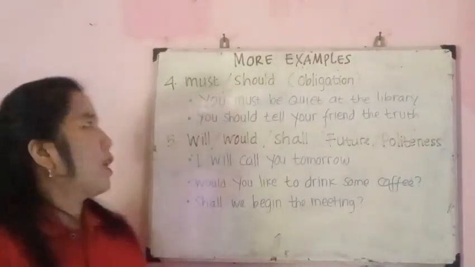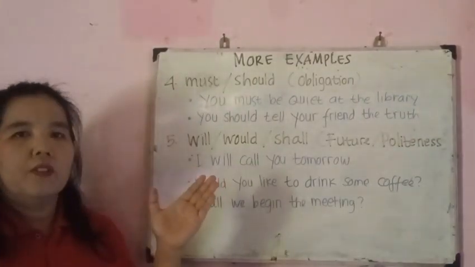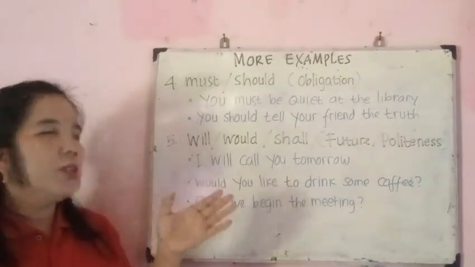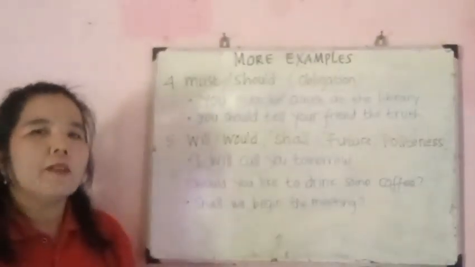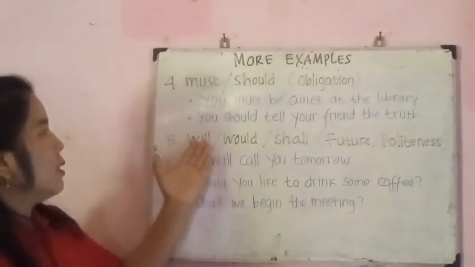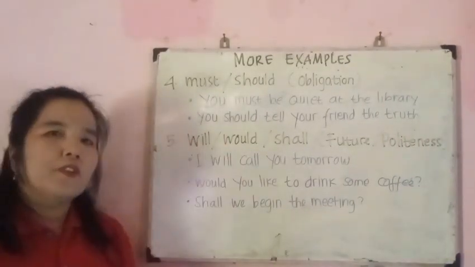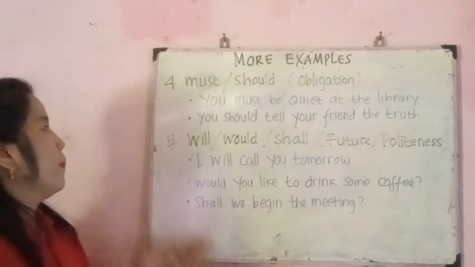Next, we use must, should. We use this to talk about obligation. For example, you must be quiet at the library. Next sentence, you should tell your friend the truth.